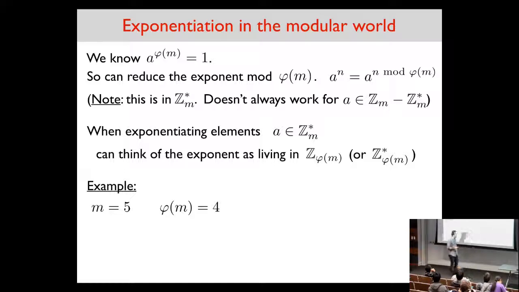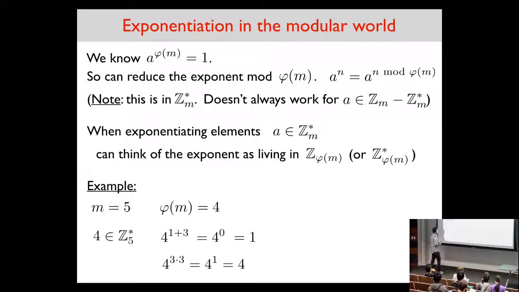So for example, when m equals 5, phi of m is equal to 4, and you have an element 4 in Z5 star. You do 4 to the 1 plus 3. Now in the exponent, I just treat this as Z phi of m. Right? In Z phi of m, in Z4 basically, 1 plus 3 is equal to 0. So 4 to the 0 is equal to 1.